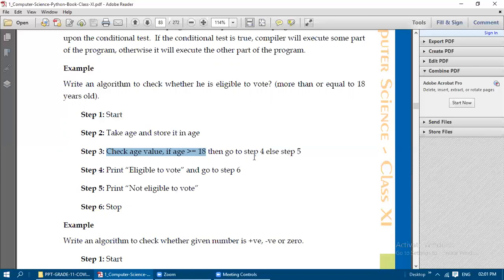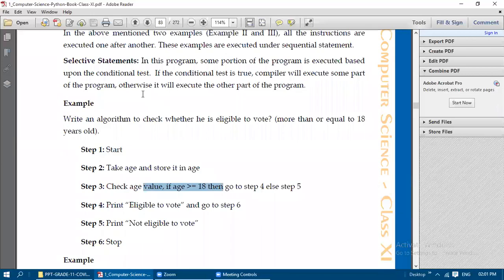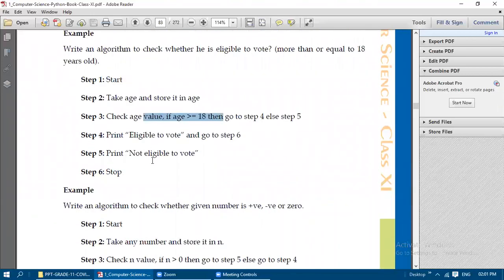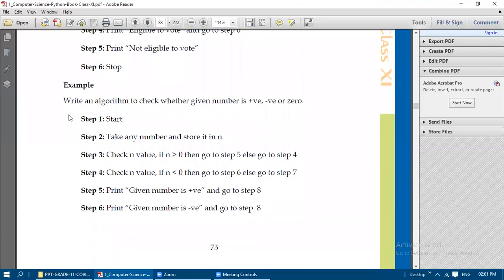So when it goes to step 5, step 4 is going to be ignored. Okay, so we are not going to execute this fourth statement. That means some statements are going to be skipped and some are going to be executed based on the conditional test. So that is known as selective statements or selection statements. According to the condition, we are going to select some statements for execution. Okay, so next example we will see.